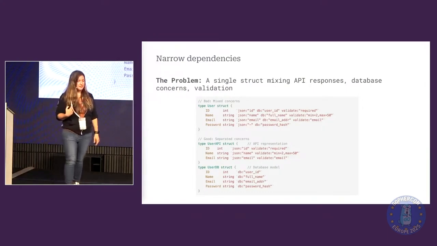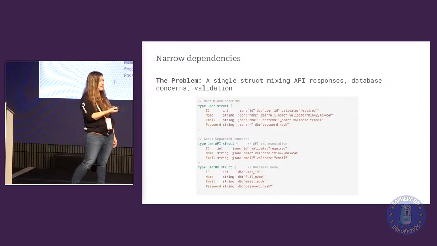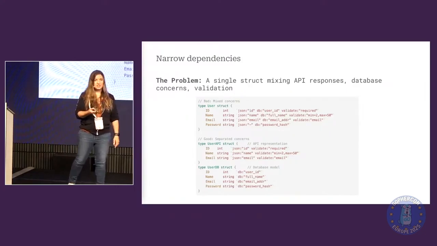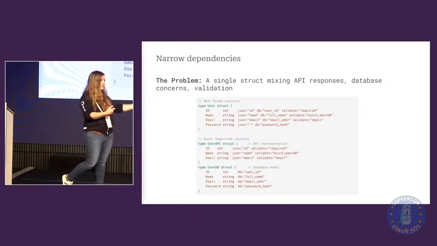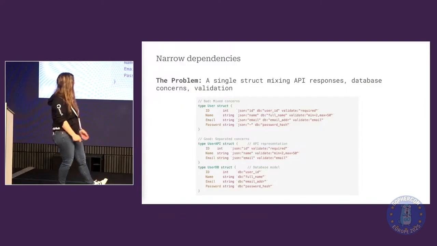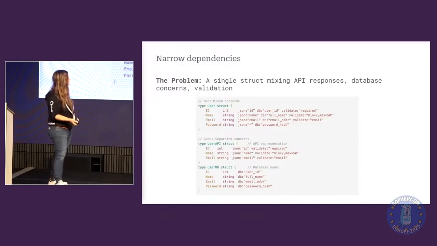So you can see here in this user struct, we've got the user API. We only care about things like the JSON value and the validation that's required. And then at the database layer, we only care about what the database values are. Much easier.